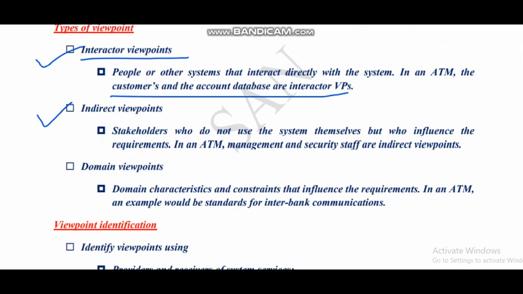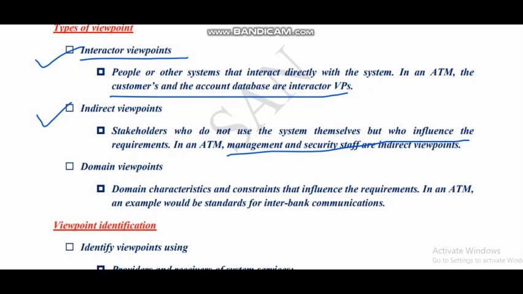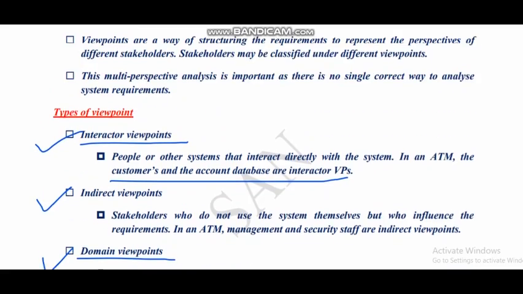So who are the indirect viewers here? Stakeholders who do not use the system but who influence the requirements. For example, management and security staff, right? They do not use the system directly, but somewhere they are related to the system, so their views are indirect views. Third is the domain views. Domain views are nothing but the constraints that influence the requirements, such as the standard of interbank communication. Domain views also come from the people handling the main servers of the ATM software. So these views are very, very important, right?